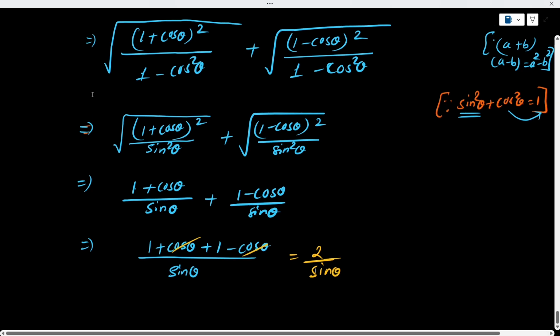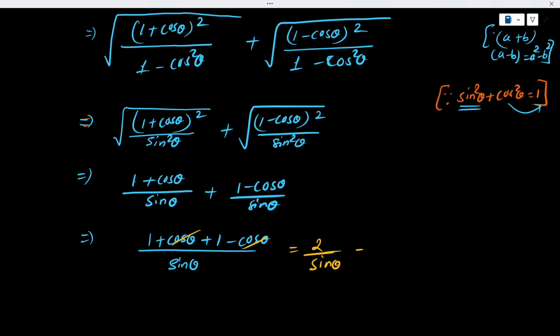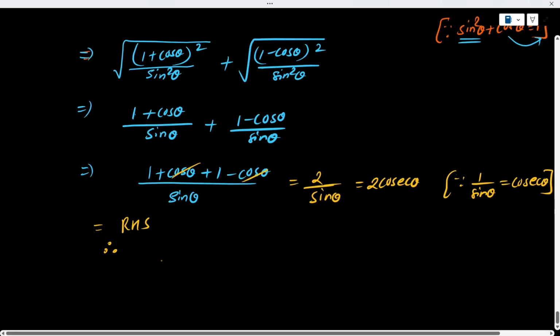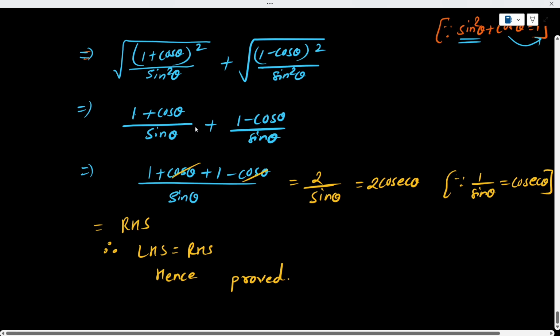Now 2 by sin theta, look at your right hand side, you need to get cosec theta, right? So you know that 1 by sin theta is nothing but cosec theta. And which identity are we using? Cosec theta is the reciprocal of sin theta. So you have used this. Please write down the reasoning, which is nothing but equal to RHS. Therefore, LHS is equal to RHS, right? And hence proved. So in this way, for these kinds of square root based questions, you should know that you need to first get the perfect square so that you can do the simplification.